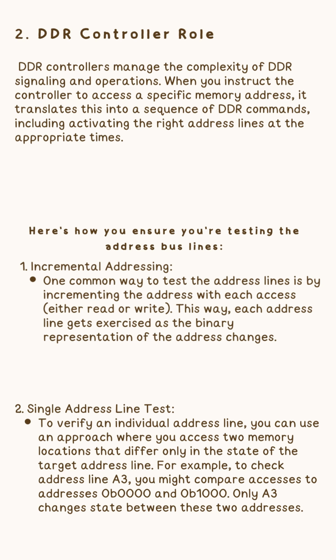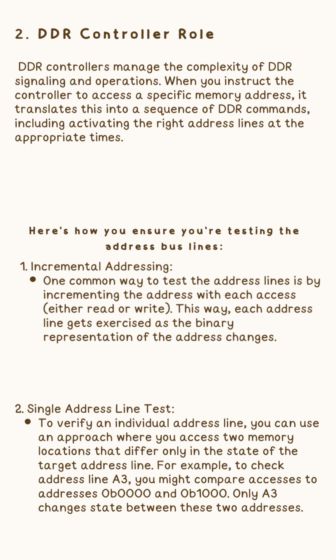Here's how you ensure you're testing the address bus lines. 1. Incremental addressing. One common way to test the address lines is by incrementing the address with each access, either read or write. This way, each address line gets exercised as the binary representation of the address changes. 2.